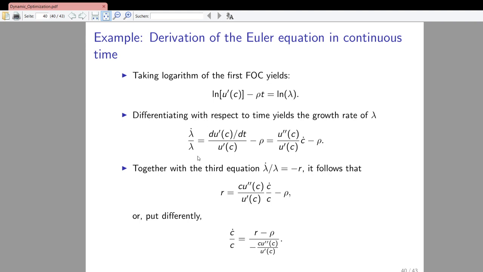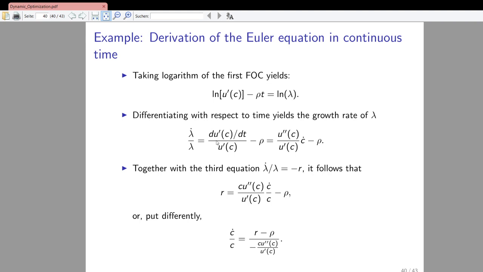So we have lambda dot over lambda here on the left hand side. And on the right hand side, we have the derivative of the logarithm of u prime of c(t) with respect to time. Now this is 1 over what we have inside the logarithm, so 1 over u prime of c, multiplied by the derivative of u prime of c with respect to time. And here, the second term, if we take the derivative with respect to time, then of course t drops out and we have minus rho.